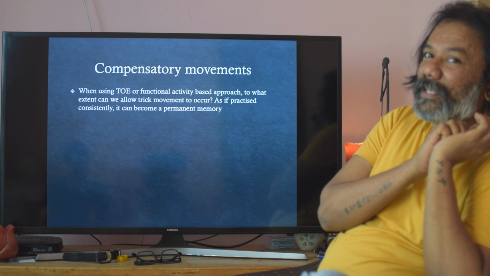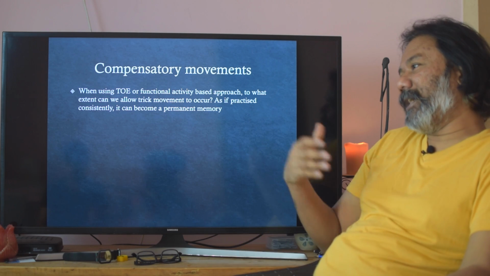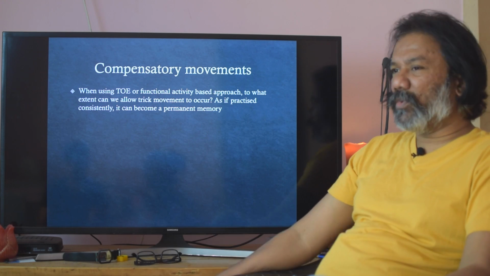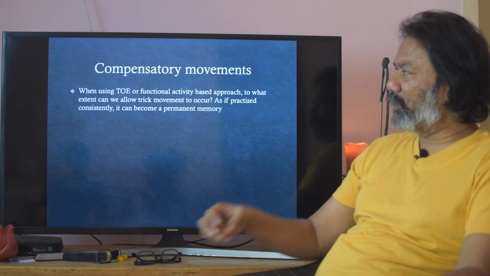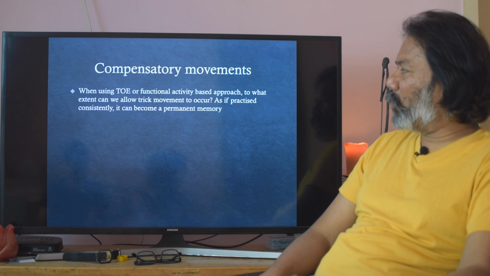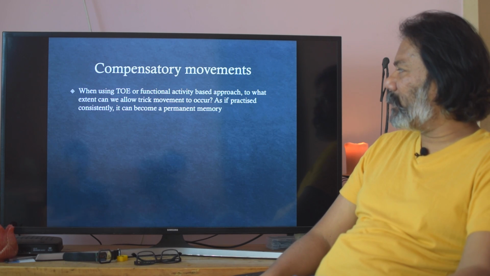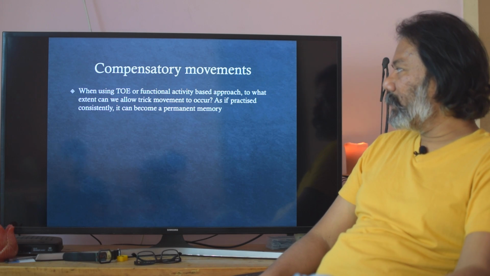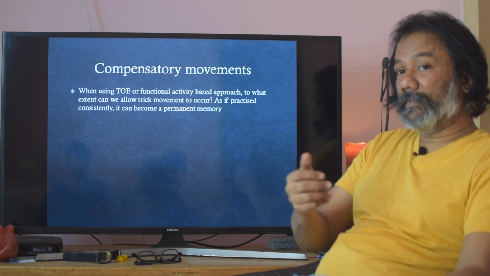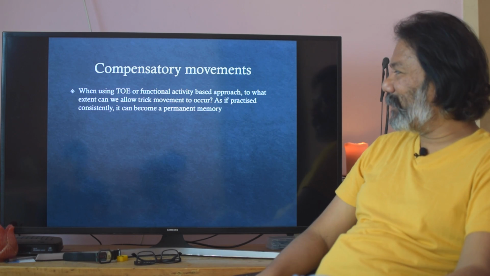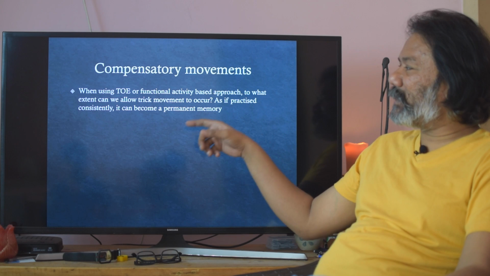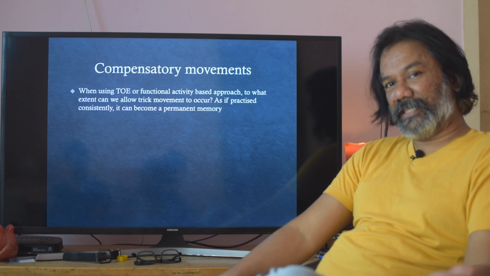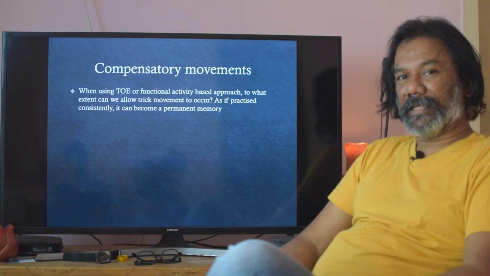Okay, this is one of the common questions they ask every time I go and talk about the task-oriented approach, whether we can allow trick movements or compensatory movements. So the question is, when using a TOE or functional activity based approach, to what extent can we allow trick movements to occur? The next part of the question is, if the trick movement or compensatory movement is practiced consistently, they become permanent, right? That's the way they walk and things like that.